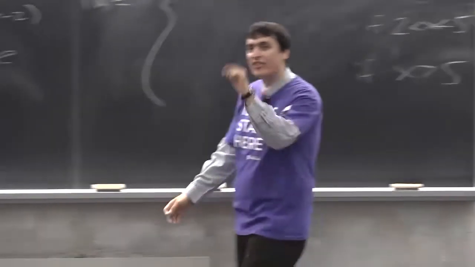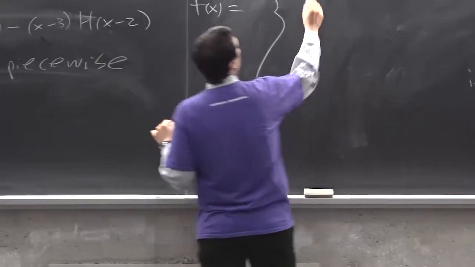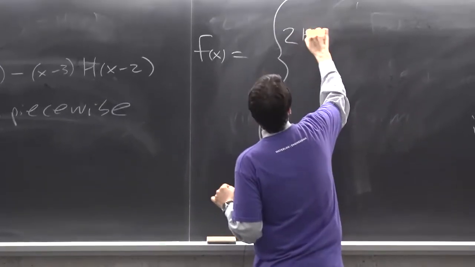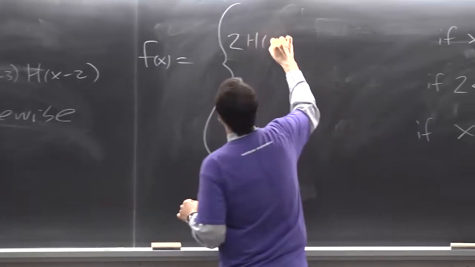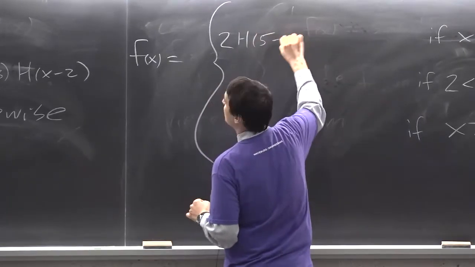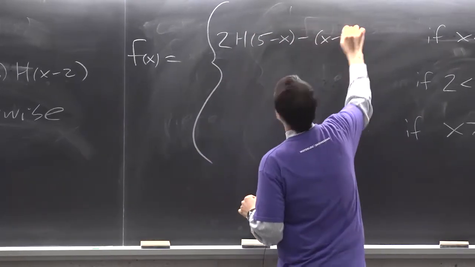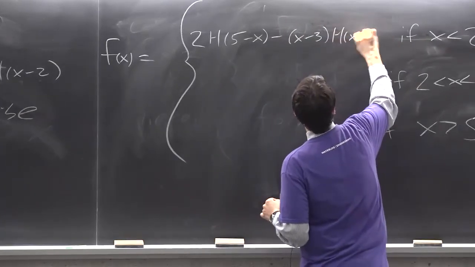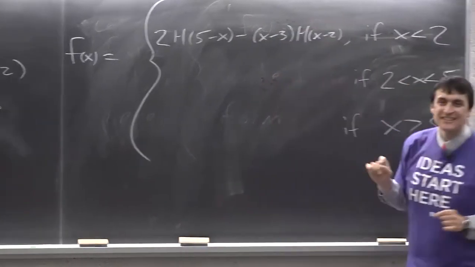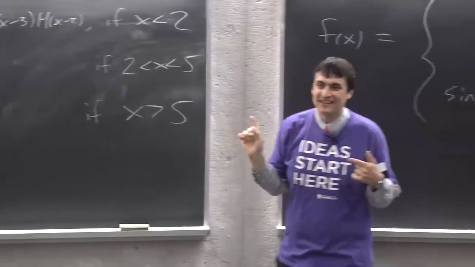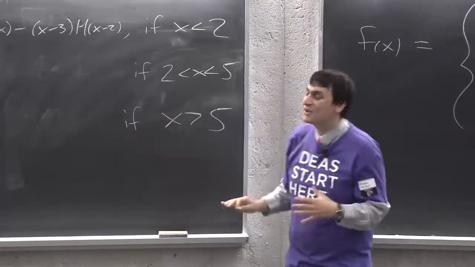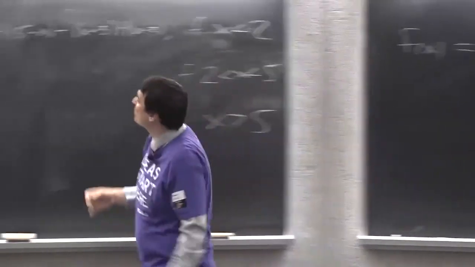And I'm going to take that thinking to the extreme and say, you know what? When x is less than 2, this is 2 times h of 5 minus x minus 3 times h of x minus 2. That's not wrong. I just didn't do anything. I'm not done. That's why. I'm going to interpret that.